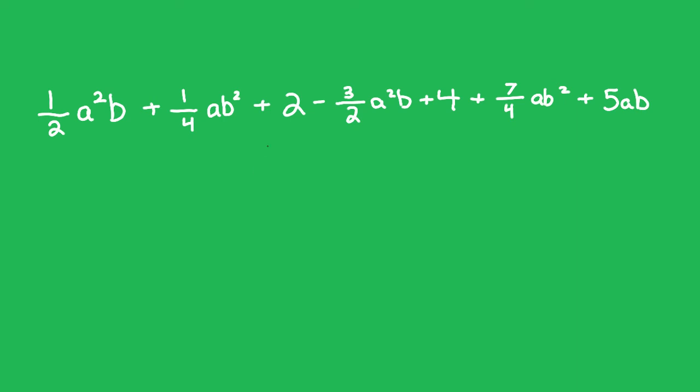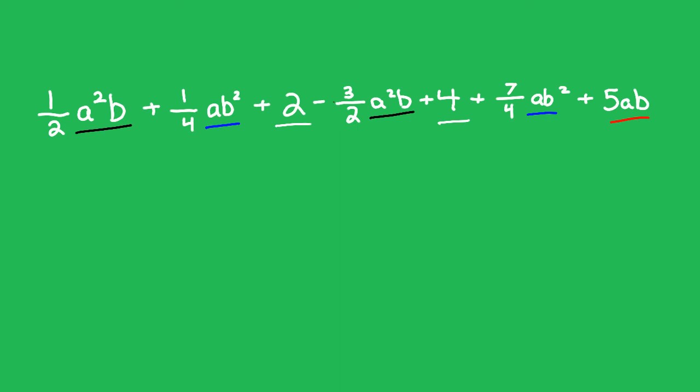So here, if you'll look here, we have three different sets of variables. So the first set we have here is, I'll underline this in black, a squared b. We have one a squared b there and another here. Then we have sets of ab squared, one there and another there. And then we have one ab all by itself, and then some coefficients as well. So we want to combine the like terms that we have here.